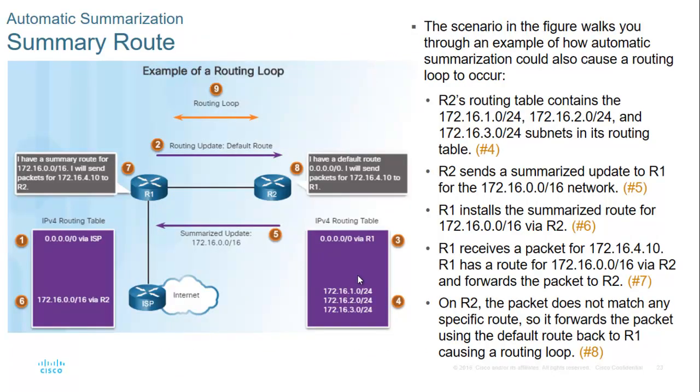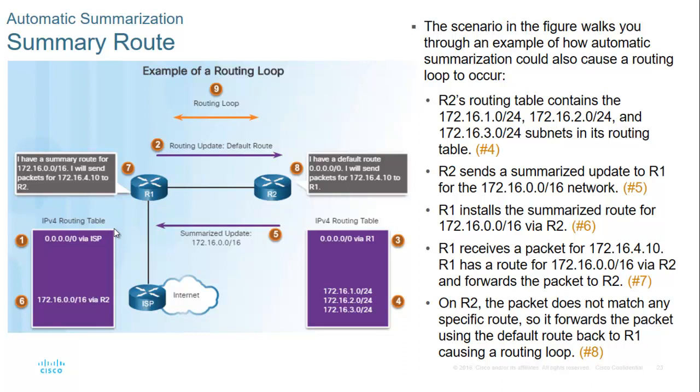This example here shows you how automatic summarization could also cause a routing loop. If you see here, R2's routing table contains these 3 networks. Okay. R2 then sends a summarized update to R1, 172.16.0.0. R1 receives a packet destined for the address 172.16.4.10. He looks at his routing table and sees he has a route for 172.16.0.0 via R2. So he forwards the packet to R2. Okay, he forwards the packet to R2.